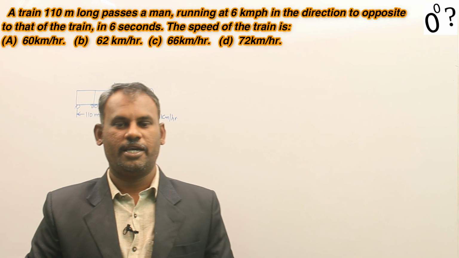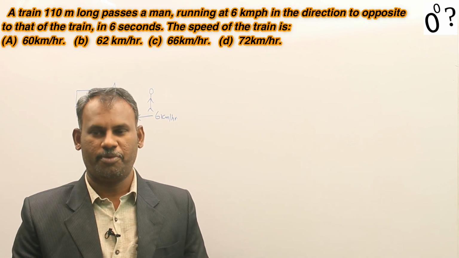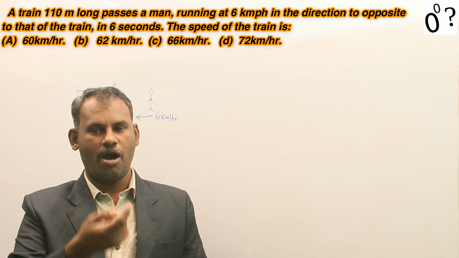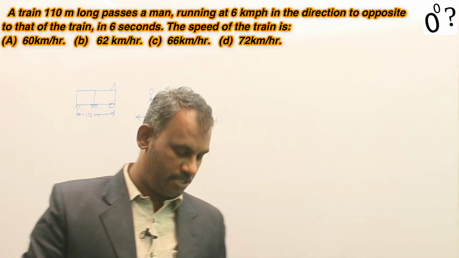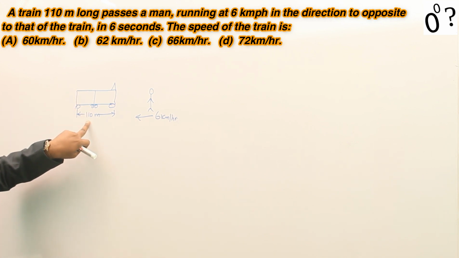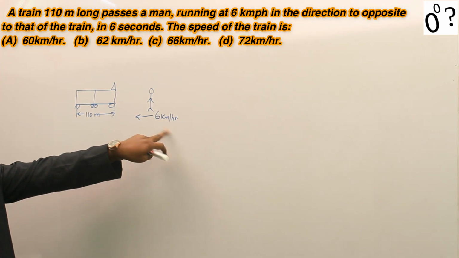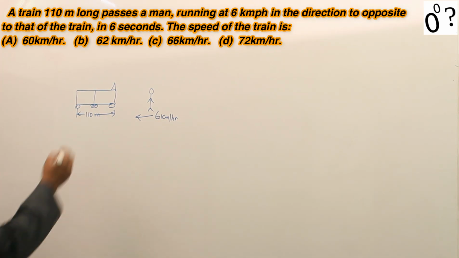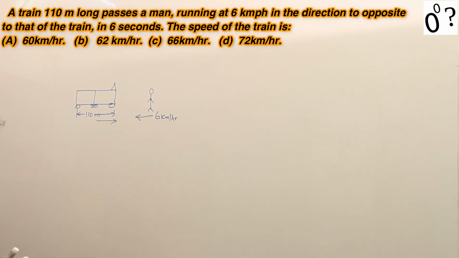So the next question is, a train 110 meter long passes a man running at 6 km per hour in the direction opposite to that of the train in 6 seconds. The speed of the train is? Just assume this is a train having length of 110 meter and a man is running at the rate of 6 km per hour opposite to that of the train. The train is moving in this direction, the man moving in the opposite direction. So here we have to find the speed of the train.